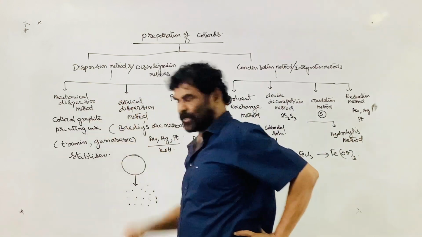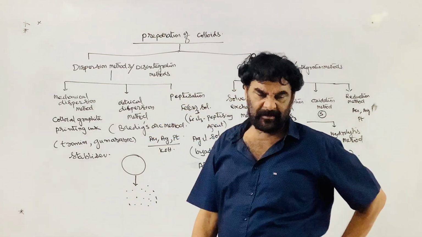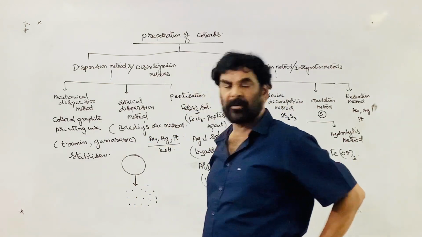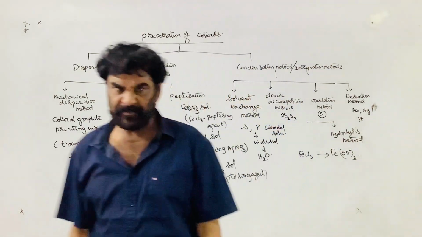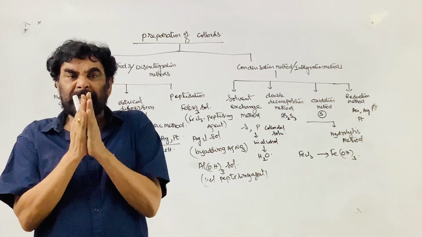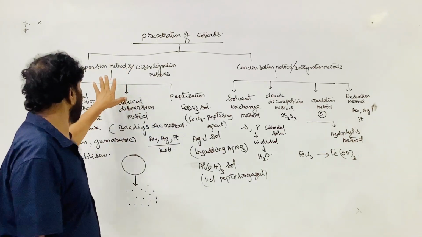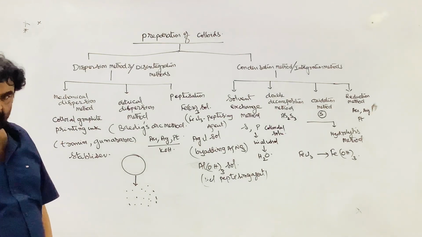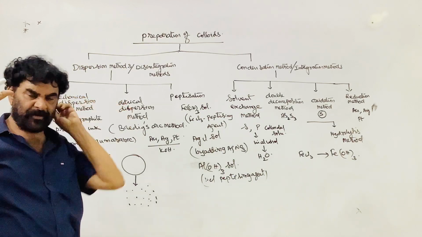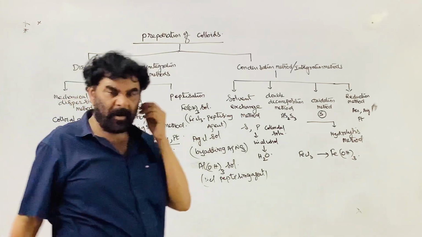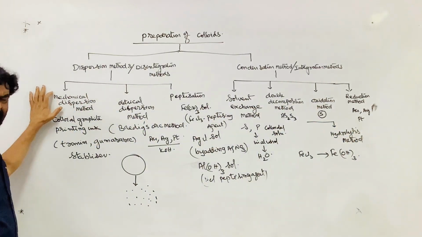One is the mechanical dispersion method. The second one is the electrical dispersion method, which is also called Bredig's arc method. And the third one is the peptization method. So three different techniques are used to prepare the colloidal solution in the dispersion method, where the colloidal solution is prepared from bigger lumps of dispersed phase into smaller particles of colloidal size. Very simple, nothing more to it.